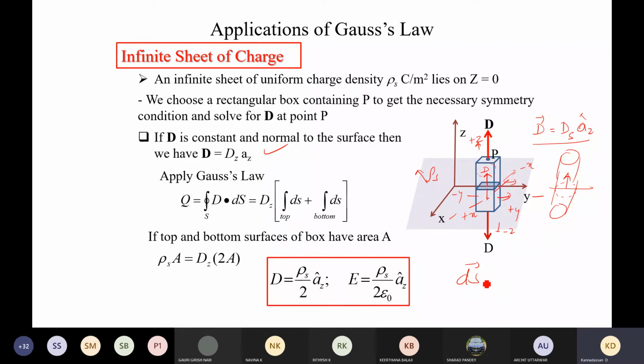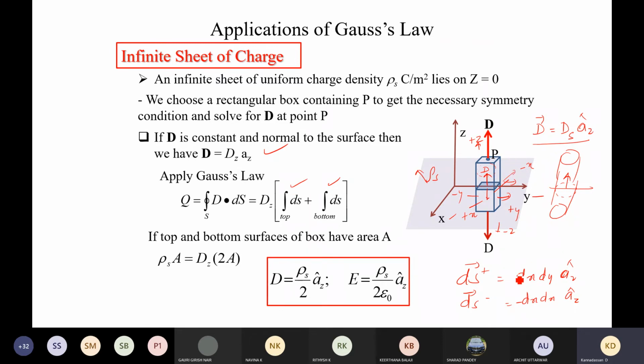So there are 2 dS vectors available. One is on the positive side, so we will call that dS positive, which is nothing but dx dy and the az vector. Another surface is available in the negative direction, that is dS, which is the same dx dy, but with a minus az vector. So that is what is mentioned as top and bottom, both to be done in the opposite way. So when we integrate in total, we will get 2 times the area.